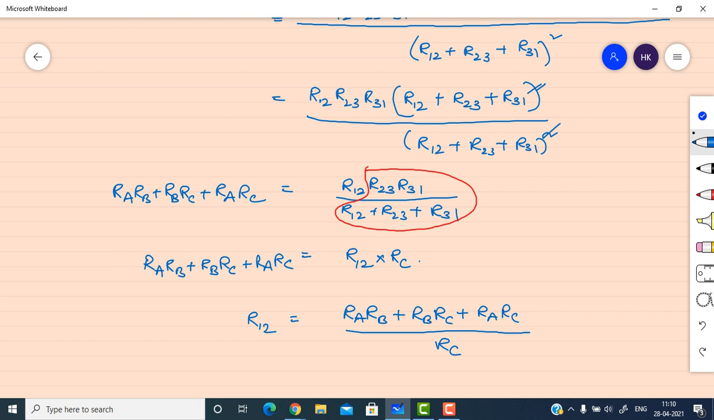If you need R23, leave this R23 and the remaining thing is the formula for what? Just find it out. Then you will get the equation for R23. In the same way for R31, put this R31 aside and the remaining thing is the formula for what? Find it. Then you can get the formulas for R23 and R31. Do it and tell me.